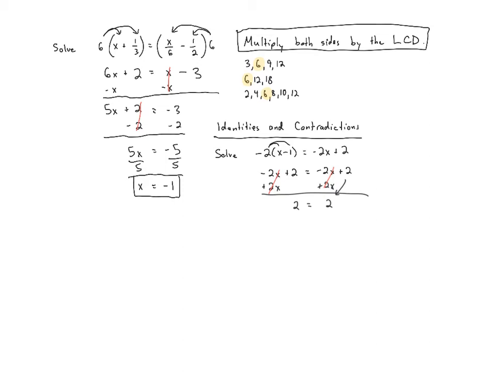This is different from everything we've seen before because we always wanted to get the variable alone and have the variable equals a number. But in this case, the variable has disappeared, so it's impossible to get the variable equals a number. Instead, we have to figure out what it means to get 2 equals 2.